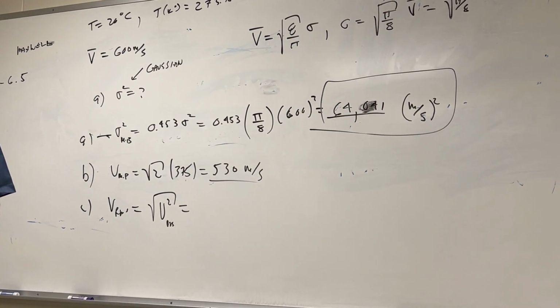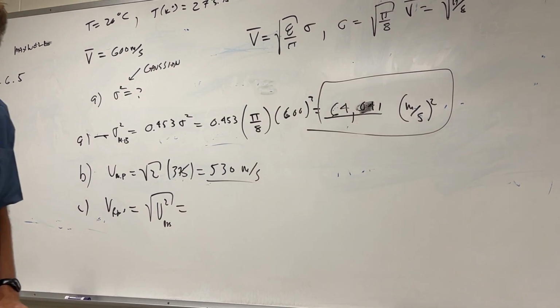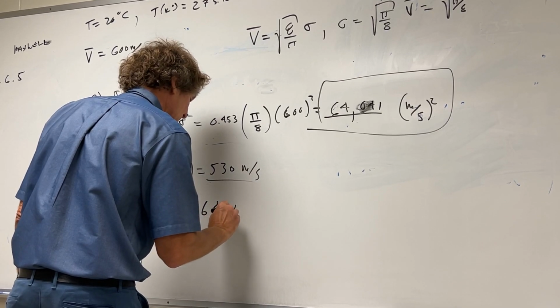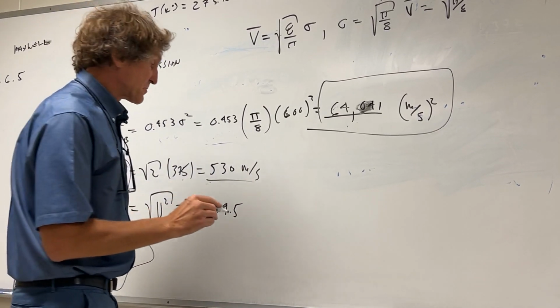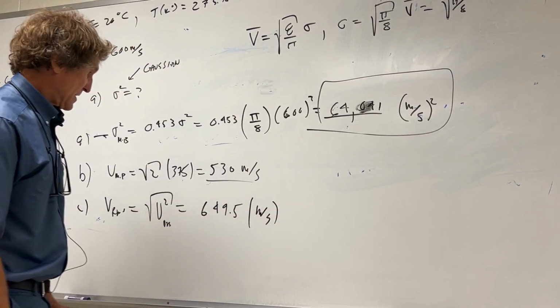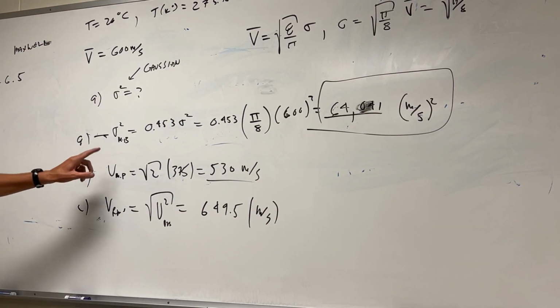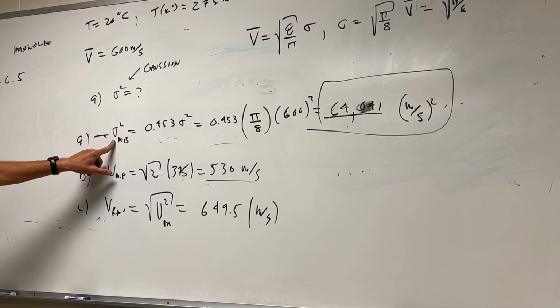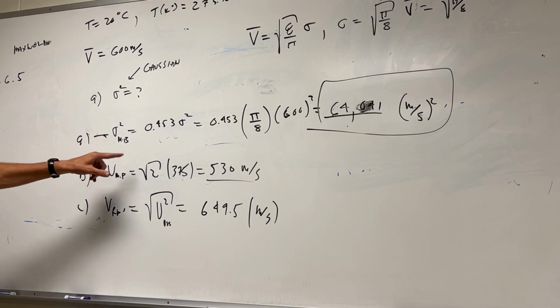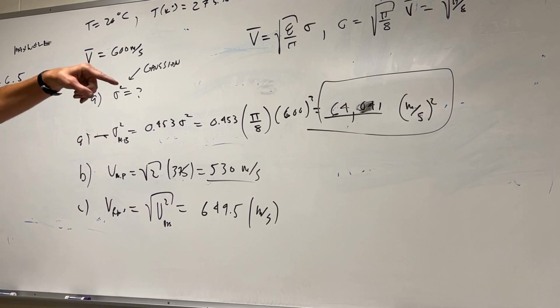375 times what? 649.5. All right, I think he has the wrong answer. 649.5. All right, do you all see that? That's meters per second. Now what he did is this. He used this sigma and he multiplied it by 3 and took the square root. That's wrong. You have to use the actual sigma associated.